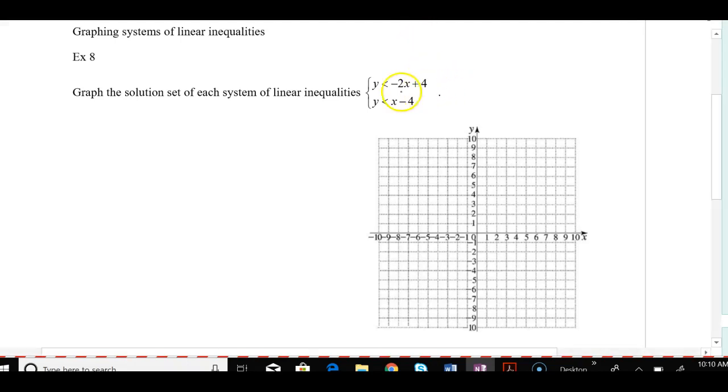So this one is easy here because it's already solved for y, so we can go right to graphing. For that first equation, the y-intercept is going to be (0, 4), and the slope is negative 2. So from here, we're going to go down 2, right 1. Maybe one more time. Down 2, right 1. And the line is dashed, right?